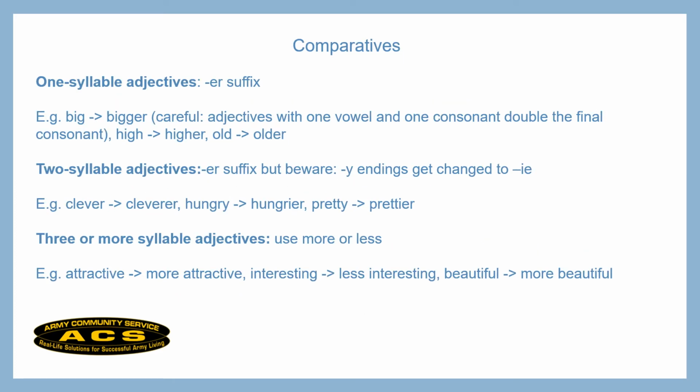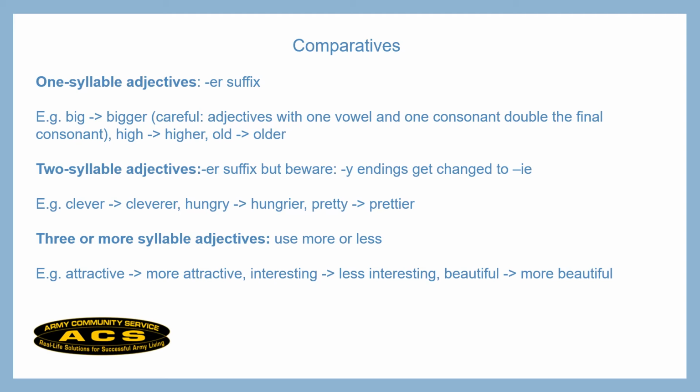Now we get to answer the question why sometimes for comparatives we use, for example, smarter, but also more interesting or less expensive. It depends on the number of syllables that your adjective has. If it's a one-syllable adjective, for example, big, that's one syllable, then you're adding ER. Since big has only one vowel and one consonant, you have to actually double the final consonant. So I have bigger with two G's.